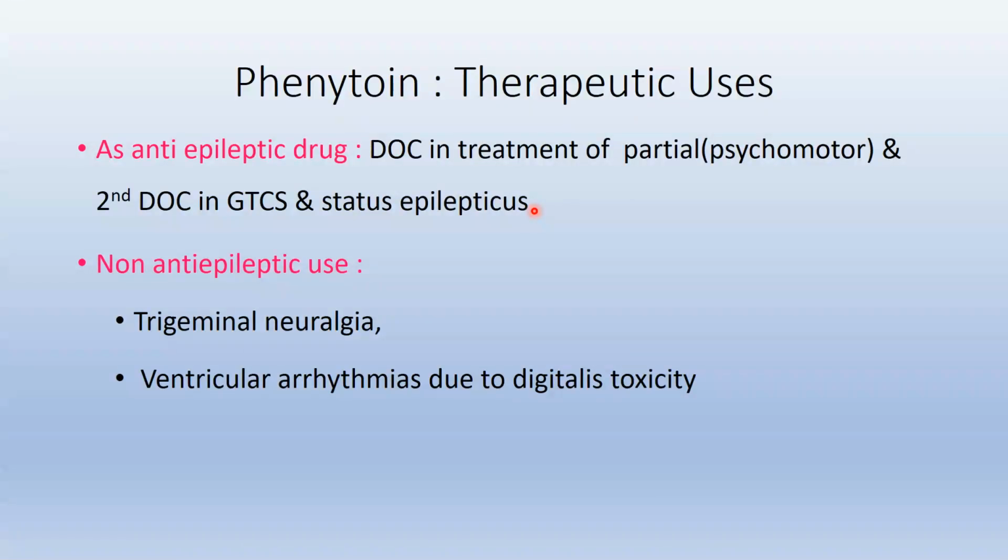These days, phenytoin has lost its sheen and is rarely used because of a lot of side effects. It became a second drug of choice in many epileptic conditions. Though it can be used as the drug of choice in treatment of partial seizures, it is the second drug of choice in GTCS and status epilepticus. Non-epileptic uses include trigeminal neuralgia and ventricular arrhythmia due to digitalis toxicity. In these two conditions, the membrane stabilizing property helps us in reducing the symptoms.